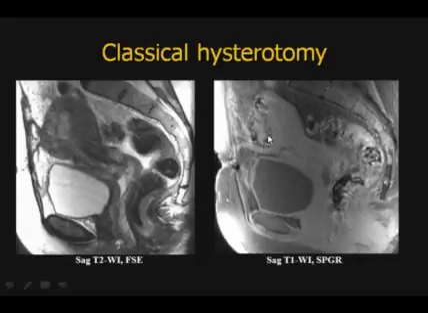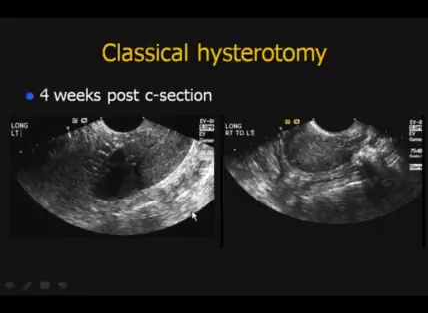On the spoiled gradient echo images, we're seeing susceptibility artifacts, probably related to the sutures from the classical hysterotomy, and there was no evidence of retained placenta on MR or on follow-up imaging in this patient. So this seems to be normal for a patient after classical hysterotomy.